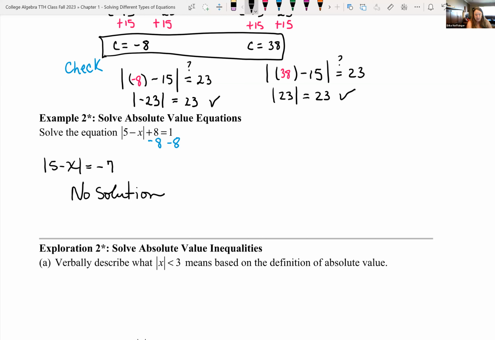Now we want to look at what happens if there's an inequality with our absolute value signs. Verbally describe what the absolute value of x less than 3 means based on the definition of the absolute value. Remember that the definition of the absolute value was the distance between 0 and that number. So this is telling me that the distance between 0 and the number that I put in there has to be smaller than 3.